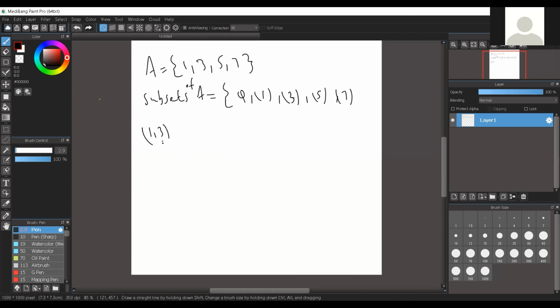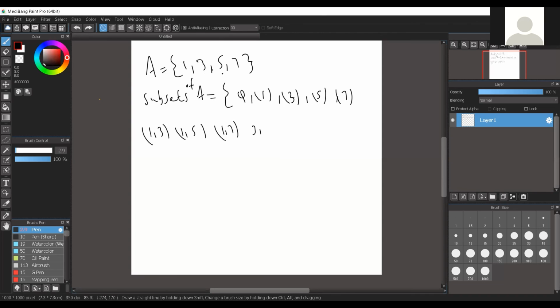Then we're going to pick 2 elements. 1, 3. It's still not closed, we didn't finish. 1, 3, 1, 5, 1, 7. Now we finished 1. We're not going to write 3, 1 because it's the same as 1, 3. Repetition of elements is not allowed in sets.